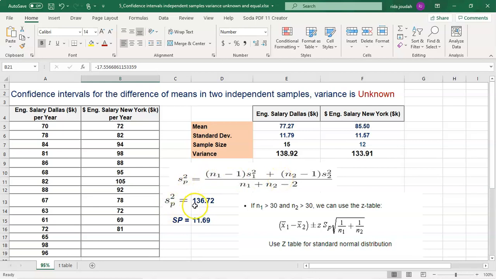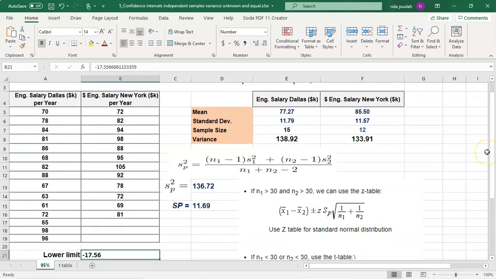After that we calculated the pooled variance for these two samples using this formula. The pooled variance equals 136.72 and the pooled standard deviation, which is the square root of the variance, equals 11.69. The next step is to find the t value, and the degrees of freedom here is N1 plus N2 minus 2. So 15 plus 12 minus 2 equals 25.